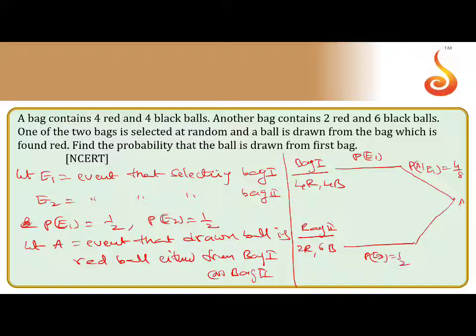P of E2 is 1 by 2. P of A given E2: a red ball from bag 2, that is 2 by 8, which means 1 by 4. P of E2 is also 1 by 2. So this is the basic thing, which makes the problem solving very clear.